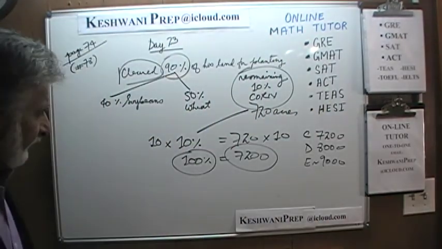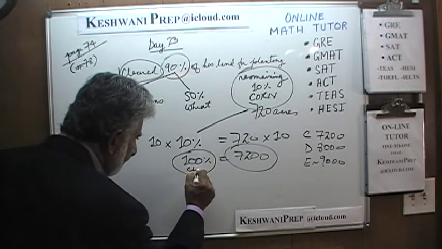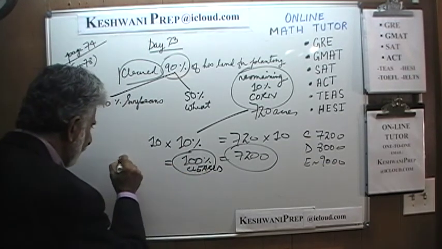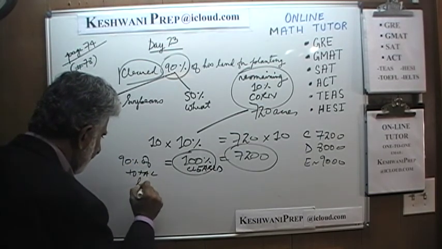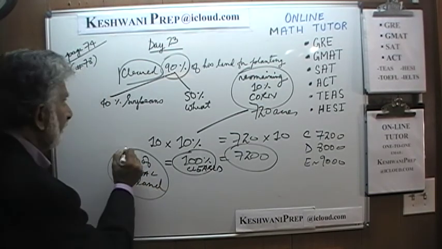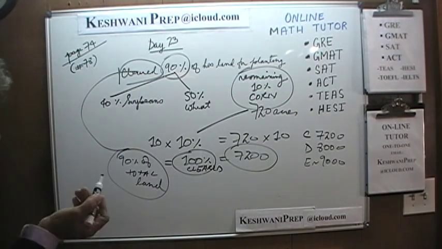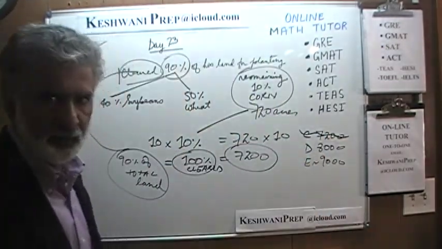Okay, so listen carefully. This is 100% of the cleared land, which happens to be equal to 90% of the total land that he has. How do we know that? Because it says so right here. He cleared 90% of his land. At this point, I stop working because we know the answer is not C. C is the trap answer for those who are not paying attention.